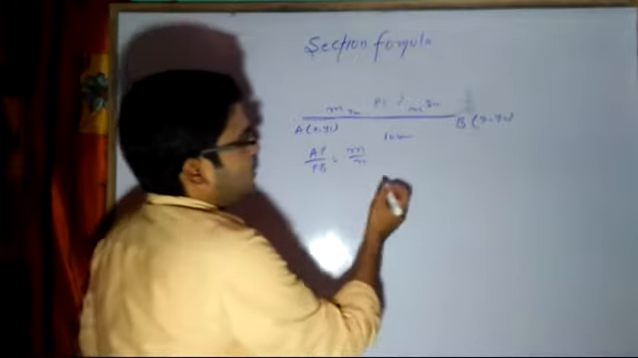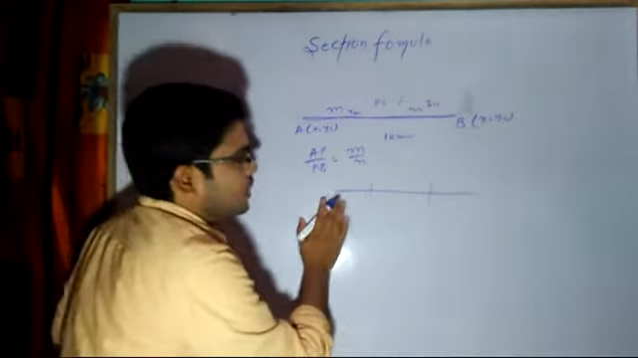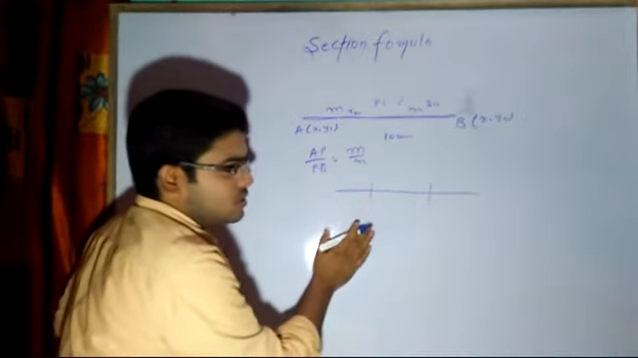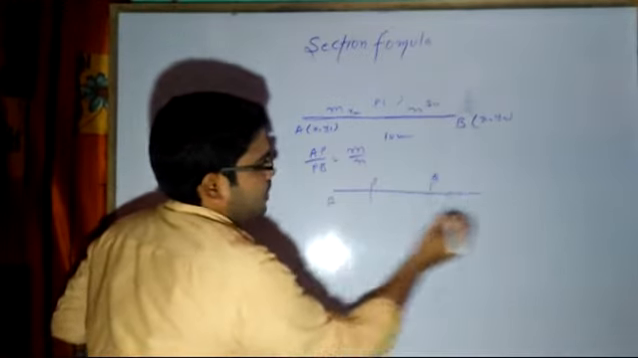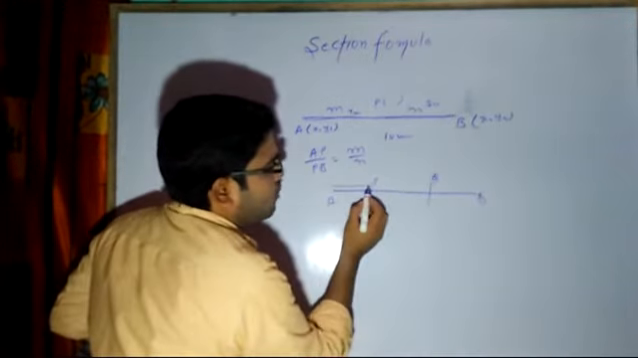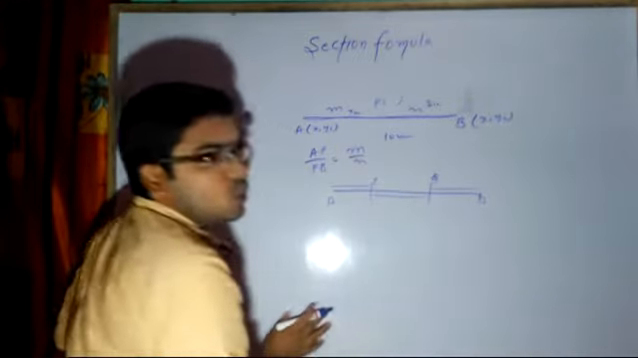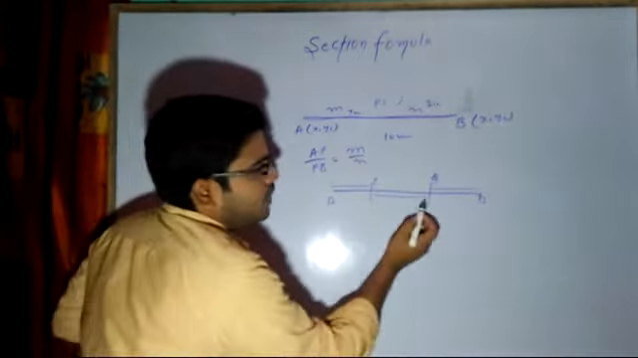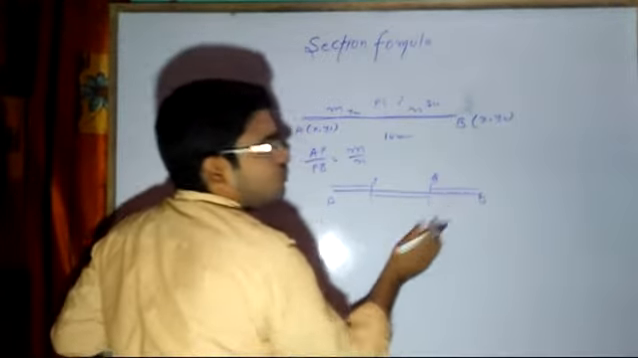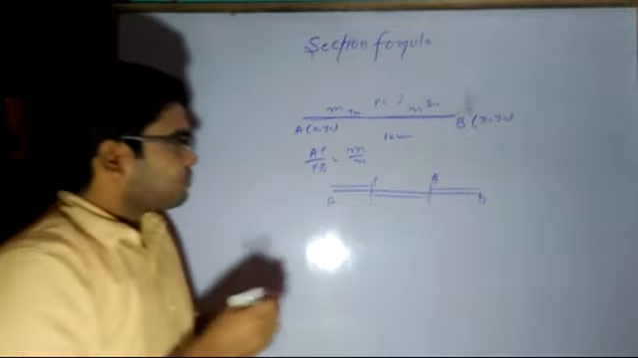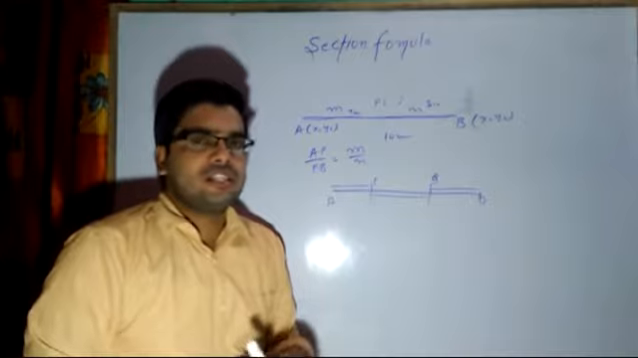Another type of question may come, where they ask that the line is divided into 3 segments. Then here we will have P and Q on AB. Then what is the ratio of AP, PQ and QB? What is the point P? What is the point Q? That will decide in which ratio this particular line is divided.